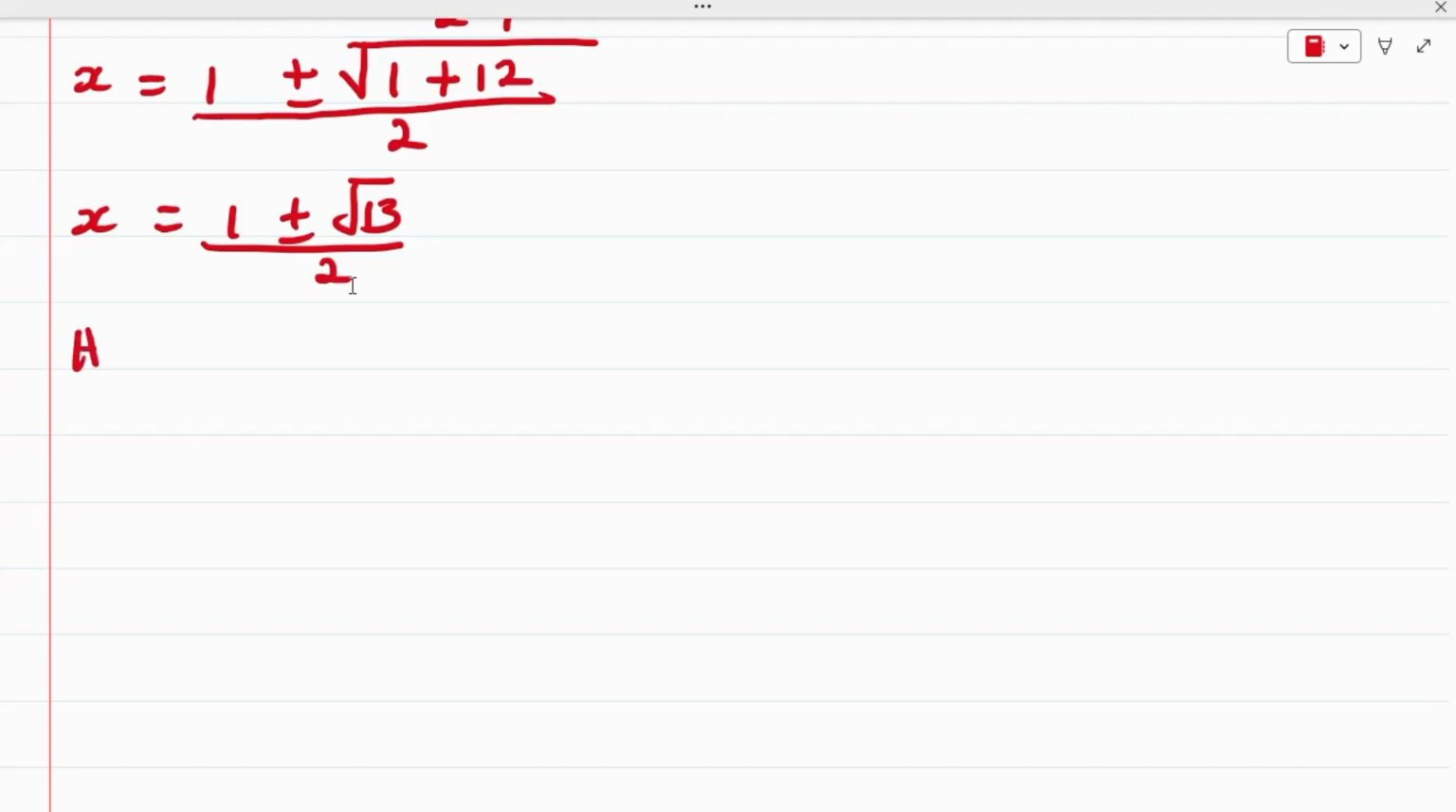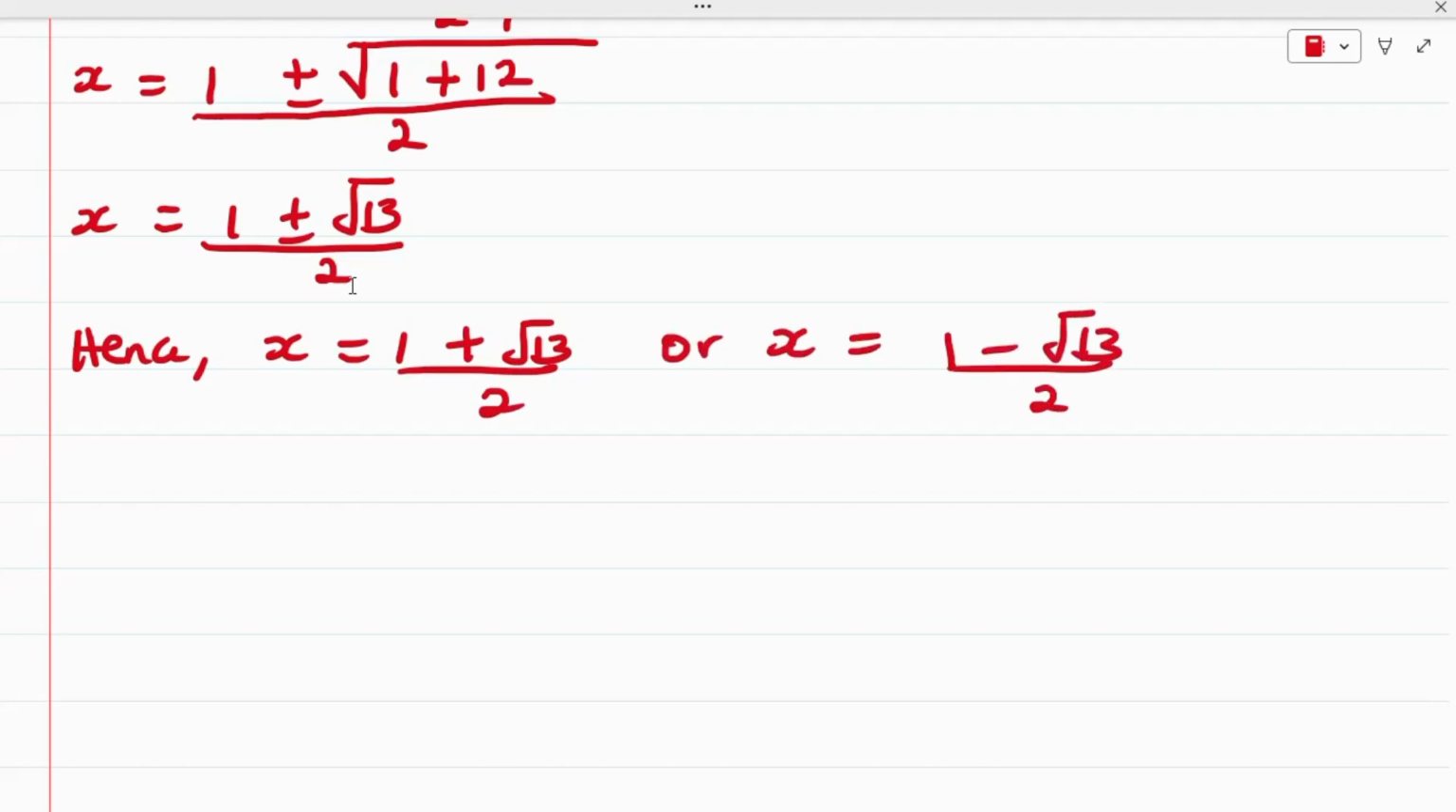So hence, we have here x is equals to 1 plus root 13 over 2, or x is equals to 1 minus root 13 over 2. So with this, guys, we have been able to get the possible values of x. So right here we have the roots of x.